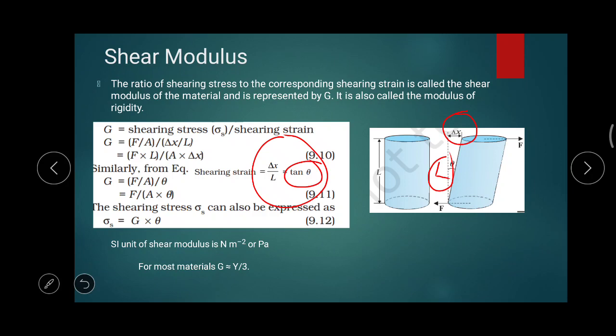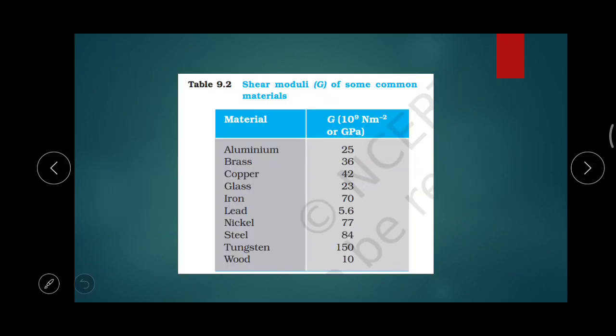The SI unit of shear modulus is Newton per meter square, otherwise the Pascal. For the majority of materials, the shear modulus will be lesser than the Young's modulus, maybe one third of the Young's modulus. So these are the major things regarding the shear modulus. Now in table number 9.2, the shear modulus values for various materials are given. Just go through that once.